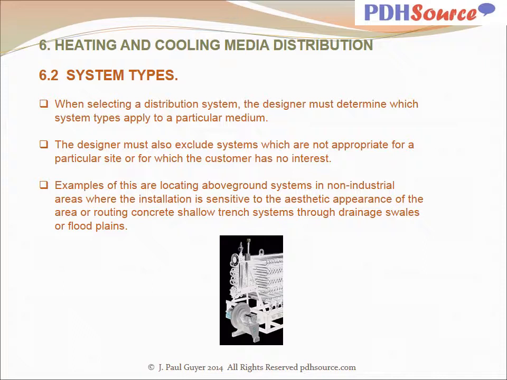When selecting a distribution system, the designer must determine which system types apply to a particular medium. The designer must also exclude systems which are not appropriate for a particular site or for which the customer has no interest. Examples of this are locating above-ground systems in non-industrial areas where the installation is sensitive to the aesthetic appearance of the area, or routing concrete shallow trench systems through drainage swales or floodplains.